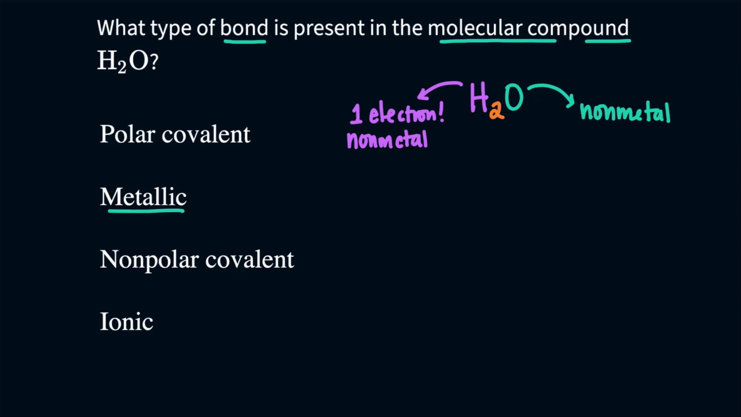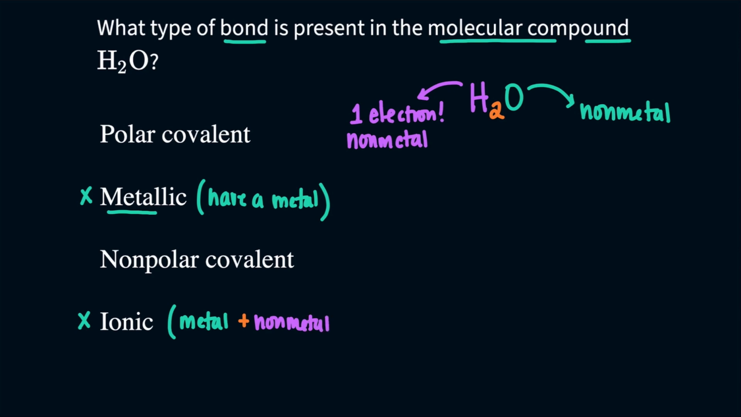So literally, metallic, absolutely not. This can't even be. We have to have a metal here for it to be a metallic bond. So that's out. Another answer is ionic. That's out as well, because the general consensus of ionic is a metal and a nonmetal. Since we have no metal, it can't really be ionic.